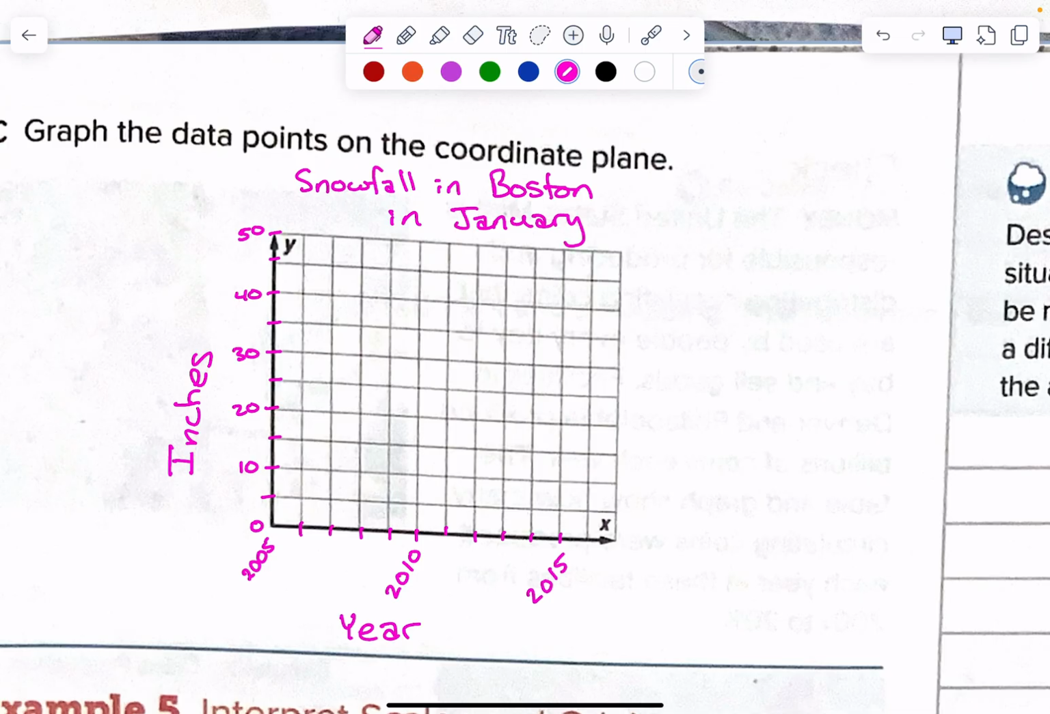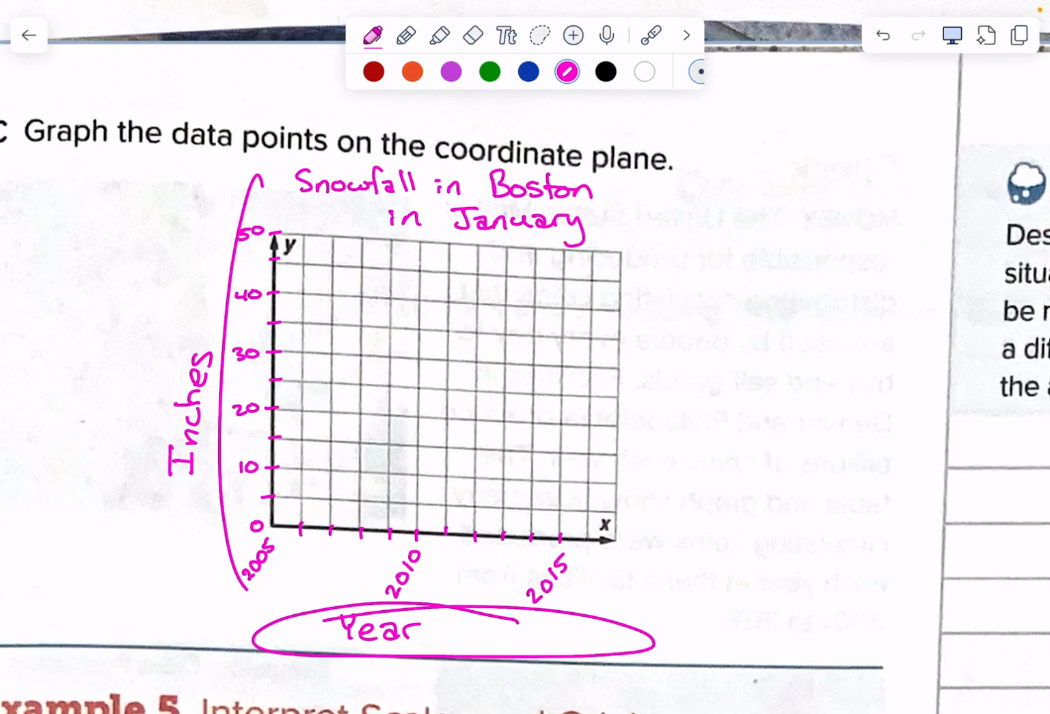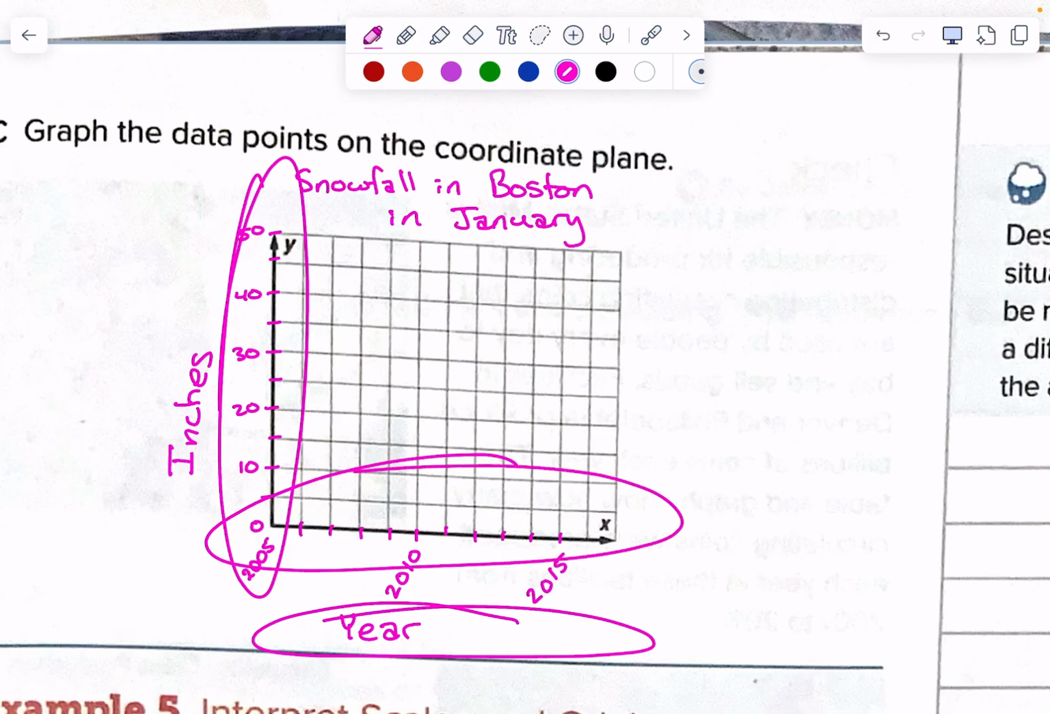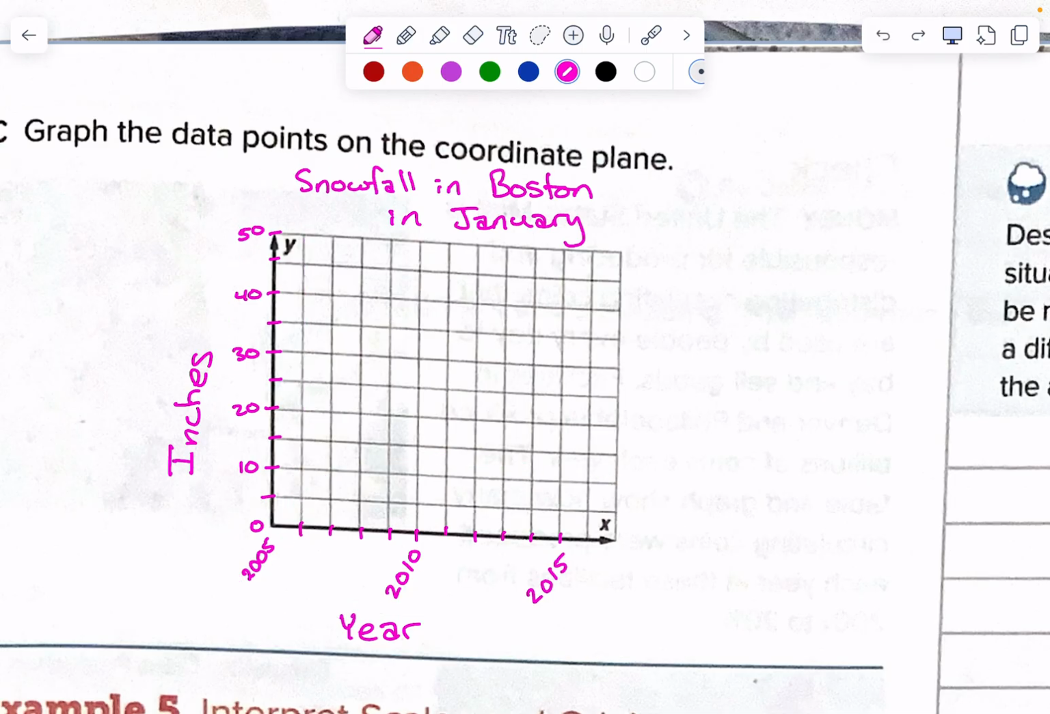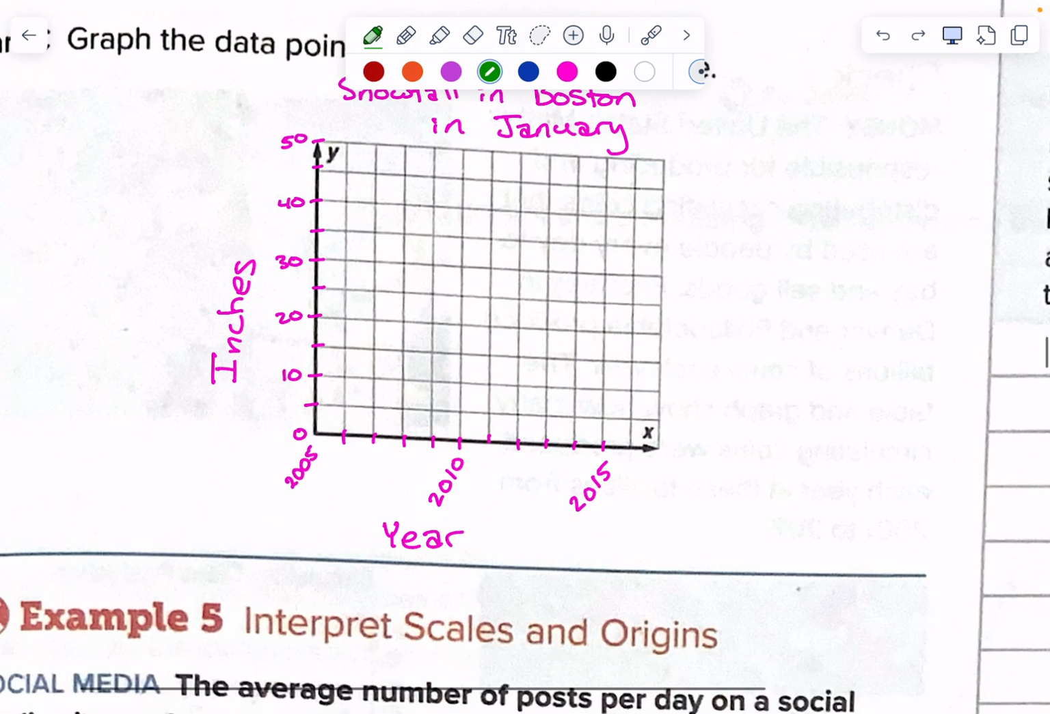These are your axes technically. So we're labeling our axes. The horizontal axis is year. The vertical axis is inches. There's a difference between axes and axis. Axes is plural. Axis is one. Axes is multiple. Yes. Okay. And then we get a plot.